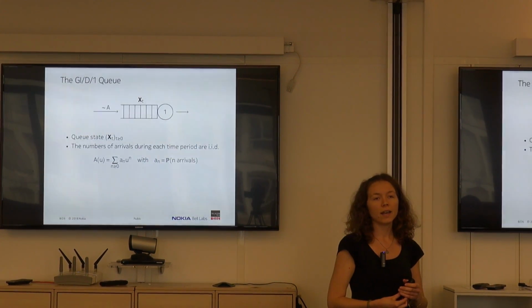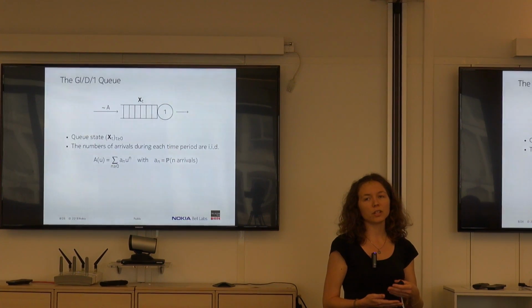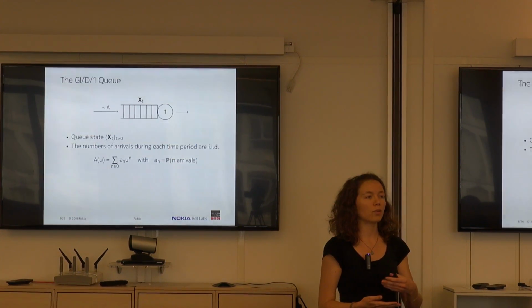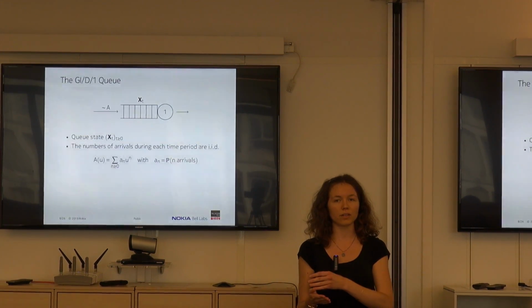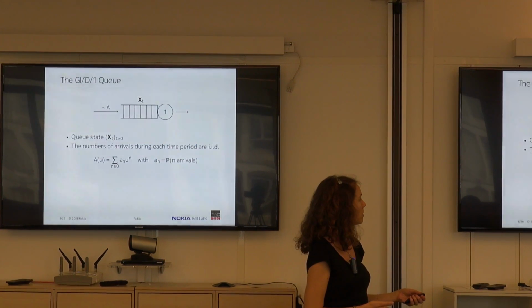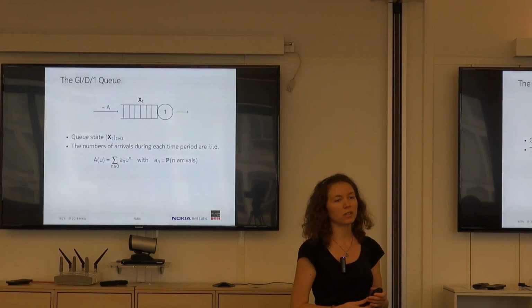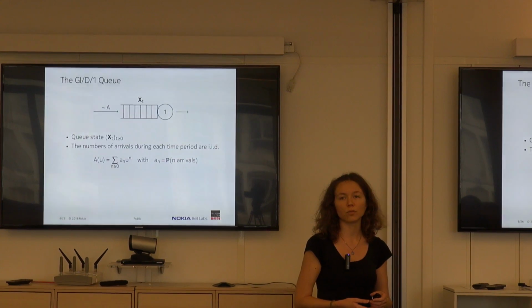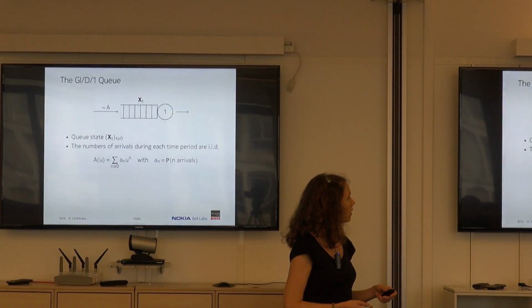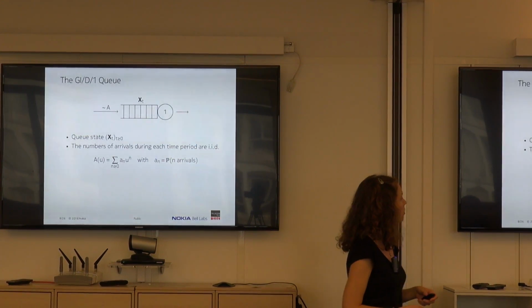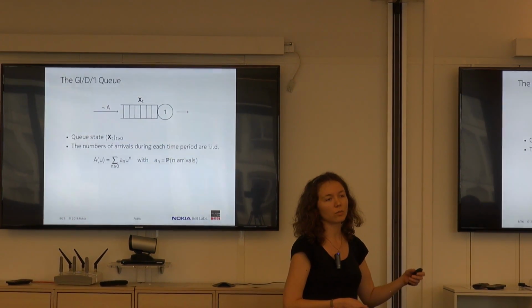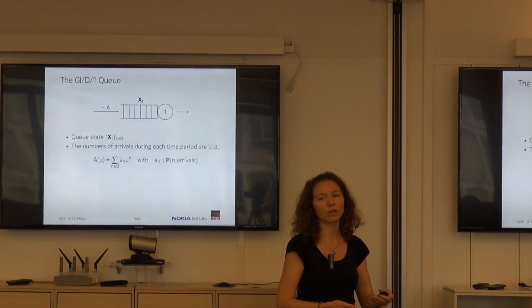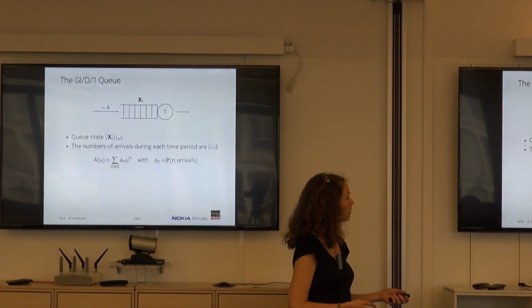Also we'll define A, which will be the generating function of the number of arrivals at each time slot. So we assume that the number of arrivals at different time slots are independent. They have the same distribution, and this distribution is described by the generating function A, so that you have A(u), which is the sum of a_n u^n, and a_n is exactly the probability that you have n arrivals at some time slot.